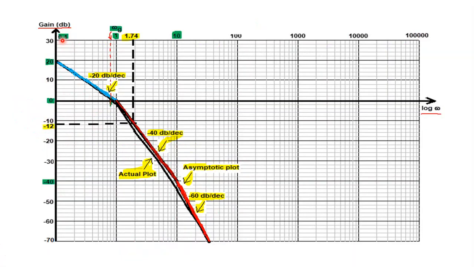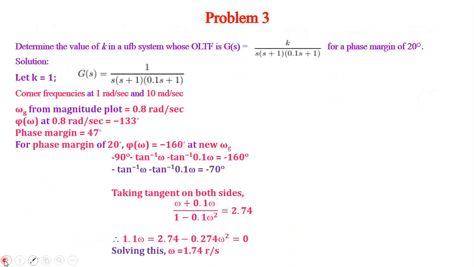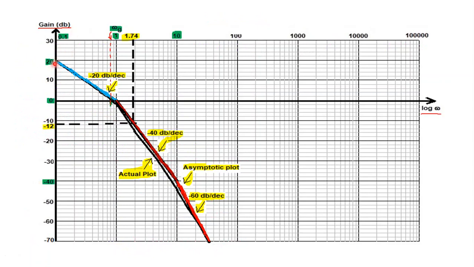So 0.1 I am starting because 1 is the least corner frequency. So 0.1, 1, 10, 100, 1000, 10,000, 1 lakh. At 0.1 I am finding the magnitude. These two magnitudes are 0 because they will contribute only at 1 and 10. So at 0.1, 1 by s only. So 1 by s means minus 20 log omega. Minus 20 log 0.1 is plus 20. Therefore at 0.1 I should start at 20 dB. Therefore I have to accommodate this 20 dB at least.